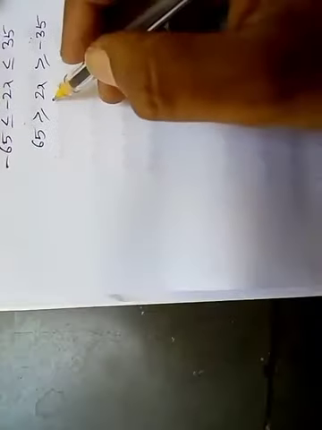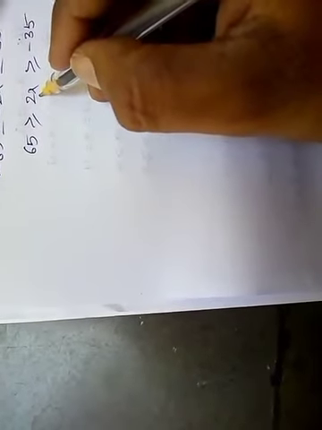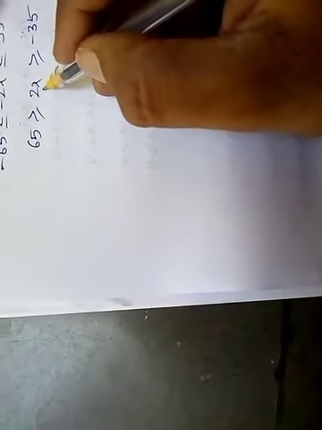Okay, so remove the negative also. If you remove the negative, multiply with negative. So 65 becomes greater than or equal to 2x, greater than or equal to minus 35. Again, remove 2 also. How to remove 2? Division. So 65 by 2 greater than or equal to x greater than or equal to minus 35 by 2.